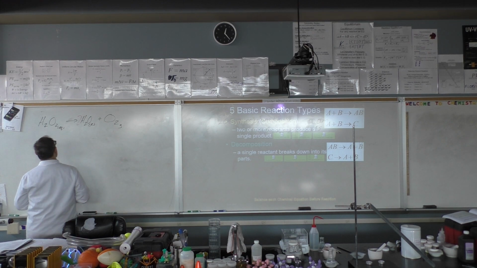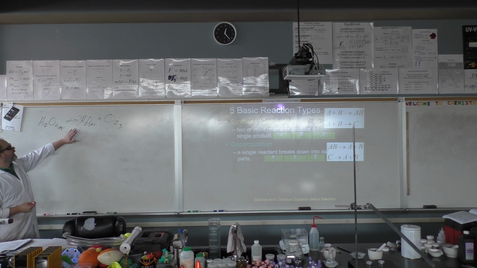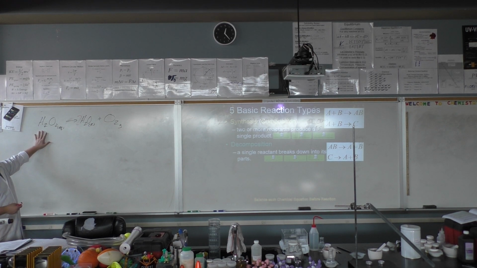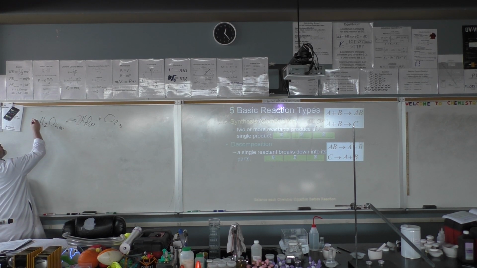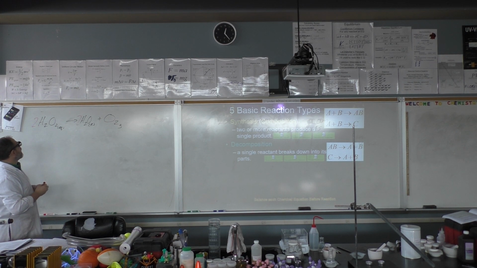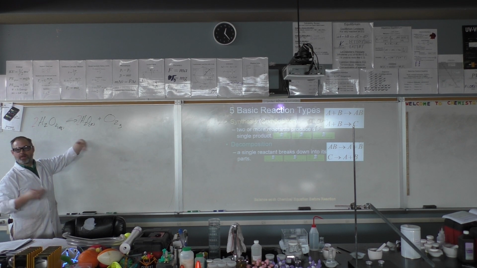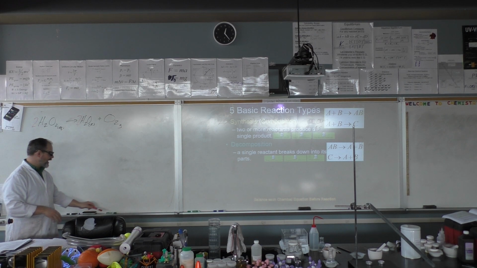Now that I've done that, how many hydrogens are on this side? 4. 2 times 2? And how many hydrogens are on this side? 2. How do I balance those? There's 2 in front of H2O. Slap down a 2 in front of the H2O. Boom. Now, how many oxygens here? 4. How many oxygens here? 4. Hey, that was fun and easy.